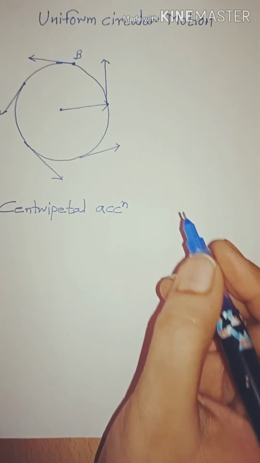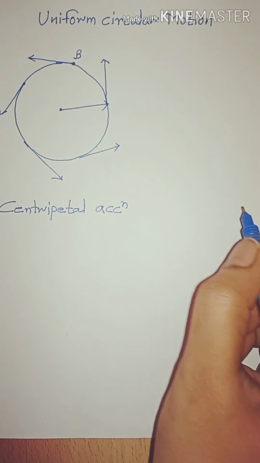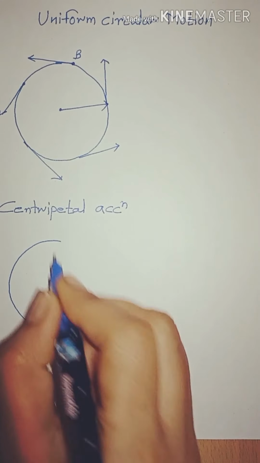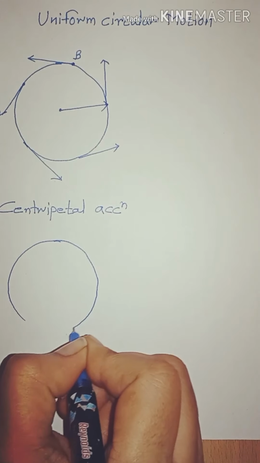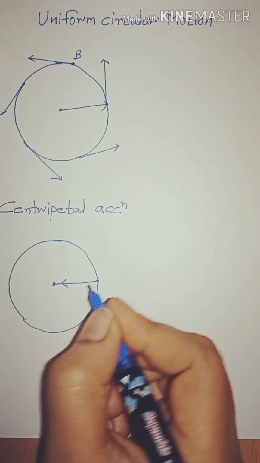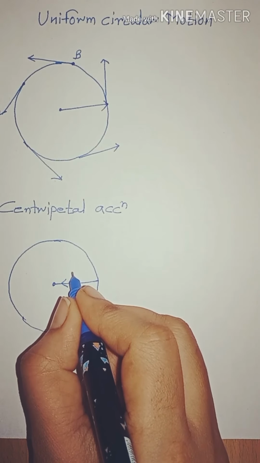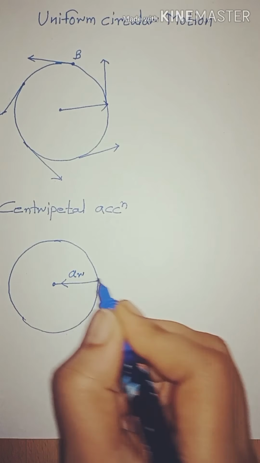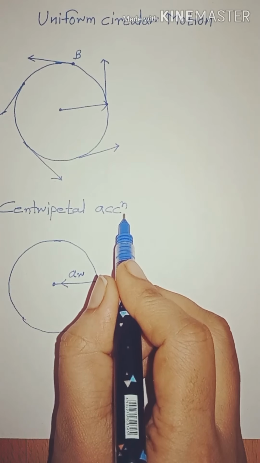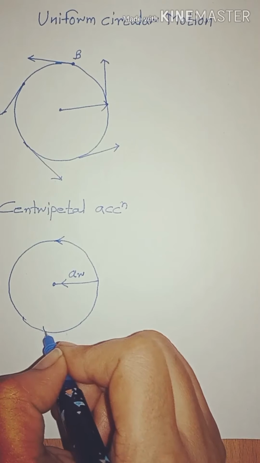Now let us understand centripetal acceleration. Centripetal acceleration is required for an object to perform circular motion. It is always directed along the radius towards the center of the circle. It is also called radial acceleration, denoted by the symbol a_R.